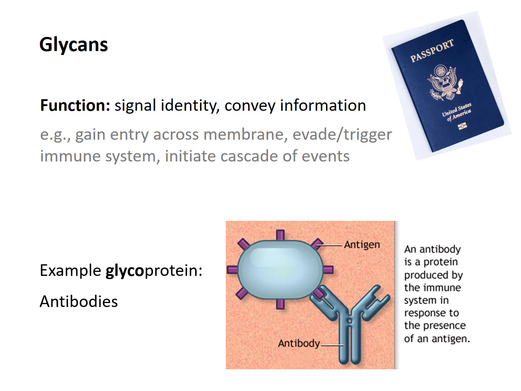Some glycoproteins that you've heard of are antibodies. So an antibody is a protein produced by the immune system in response to seeing an antigen for the first time. An antigen might also be a glycoprotein. It could also be a glycolipid, but antigens have glycans on them as well.